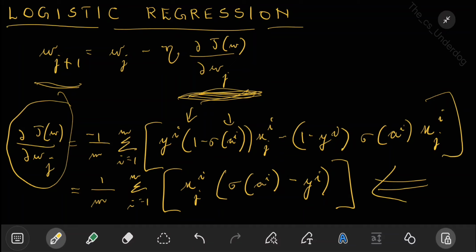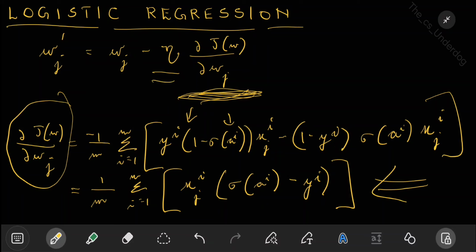Here it's better I write wj itself, because wj plus 1 will mean the next coefficient. What I mean to say is wj, but the updated wj. Okay, it's not wj plus 1, it is wj updated. Okay, wj dash maybe. So wj dash is wj minus eta.